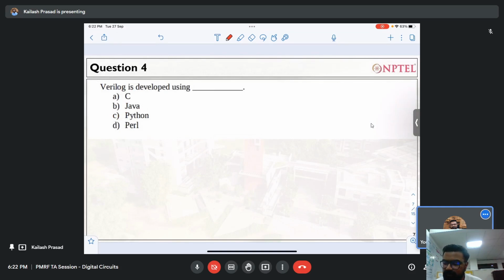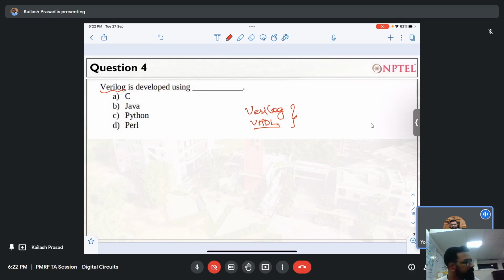Verilog or VHDL, right? These are two hardware description languages. Now, the question is, this hardware description language has to be developed using some language. Which language has been used to develop Verilog?